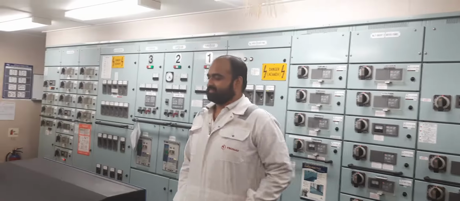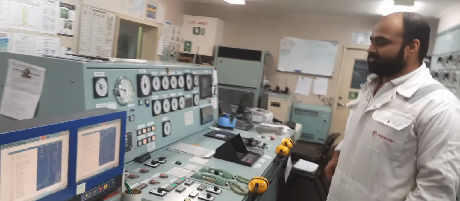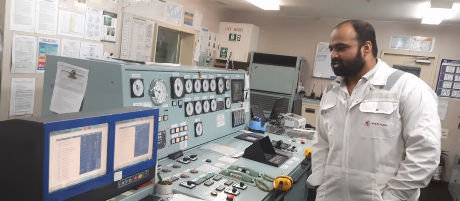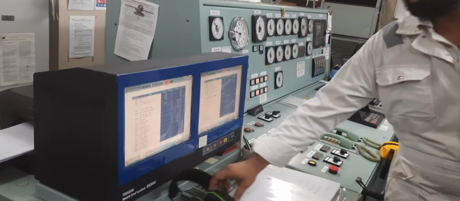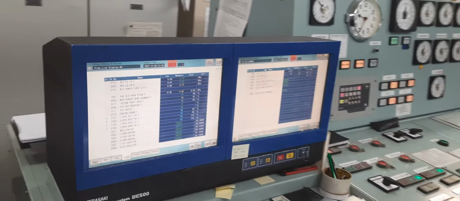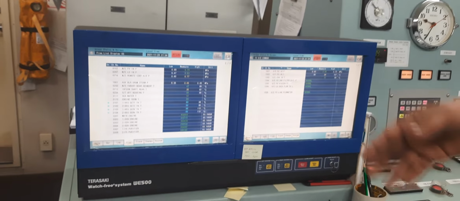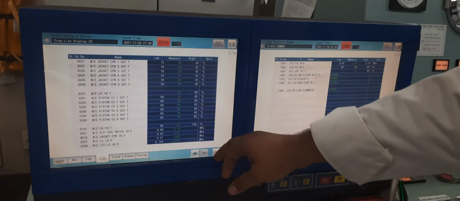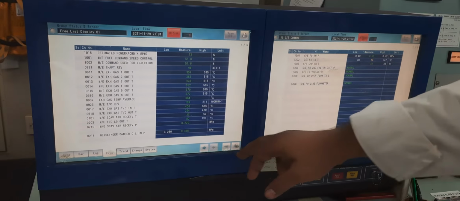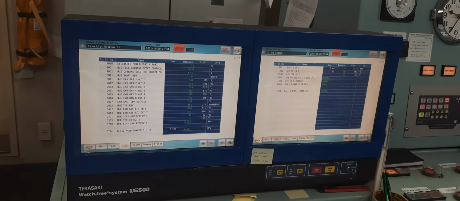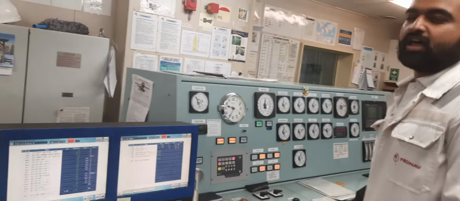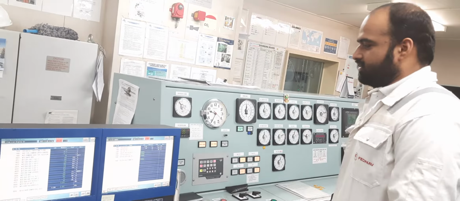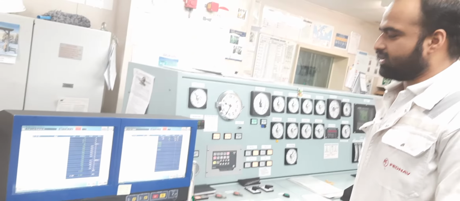Hello guys. So let's start from the panel, the main control console. This is the watch-free system. Actually, this is the alarm and all-parameter system. Here you get to know all the temperatures and pressures. You can change the limit of the temperatures, change the limit of the pressure, and change the alarm settings and all. This is the control system for that.